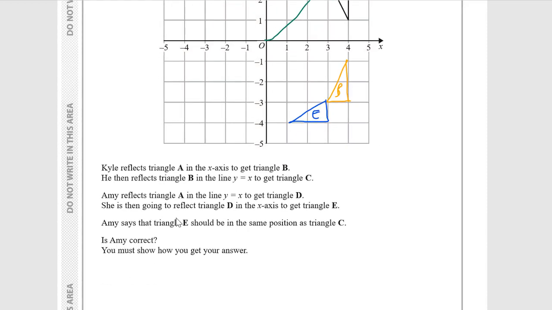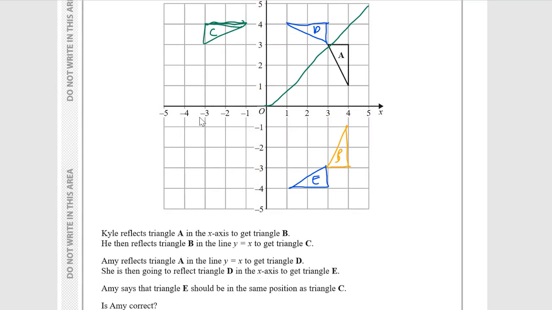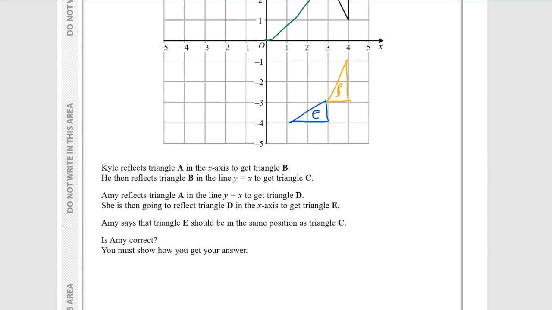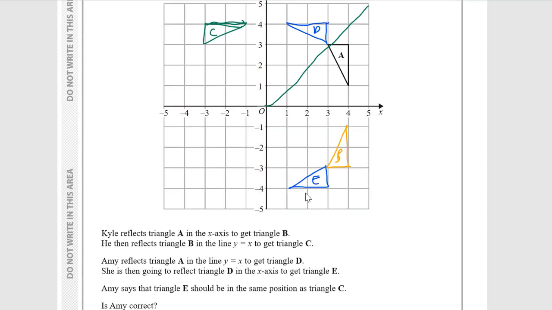So Amy says that triangle E should be in the same position as triangle C. Is Amy correct? So the answer is no. Because obviously triangle E is not in the same position as C.